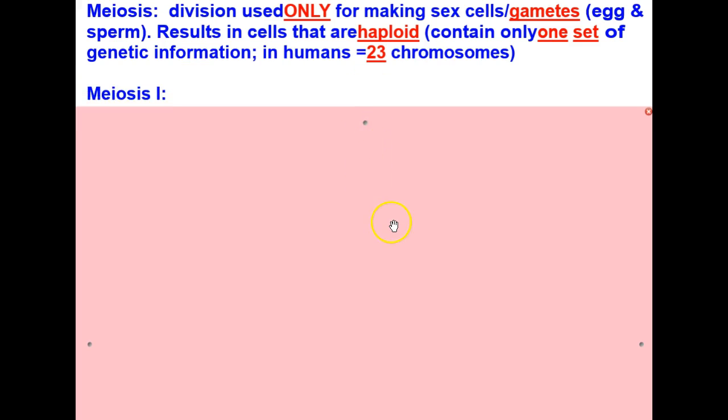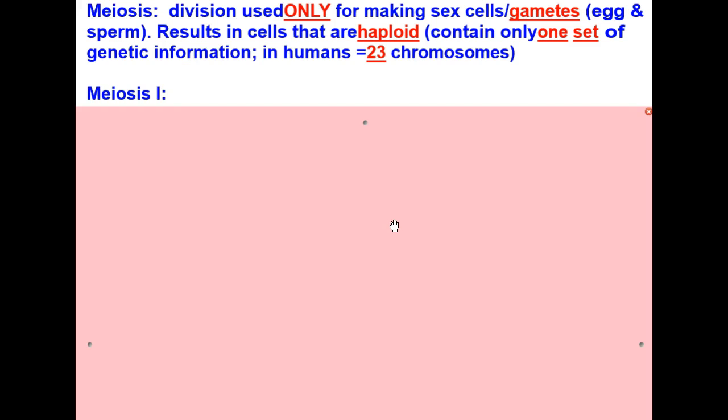Meiosis takes place in two types of stages. We call them Meiosis I and Meiosis II. You're going to recognize the names of these phases because they're very similar in name to the phases of mitosis: prophase, metaphase, anaphase, and telophase. However, because it takes place in two different stages of meiosis, we call them prophase 1, metaphase 1, anaphase 1, telophase 1, and then the same phases again, except a 2 at the end.